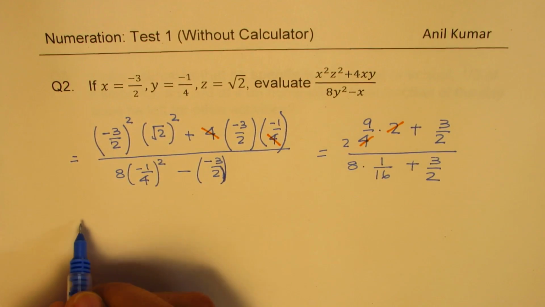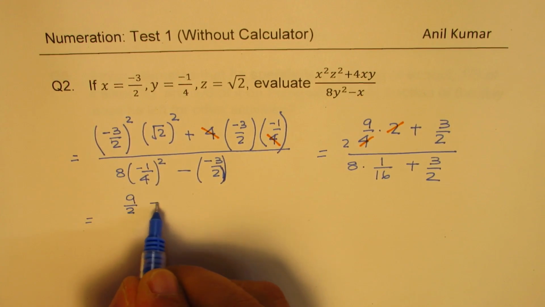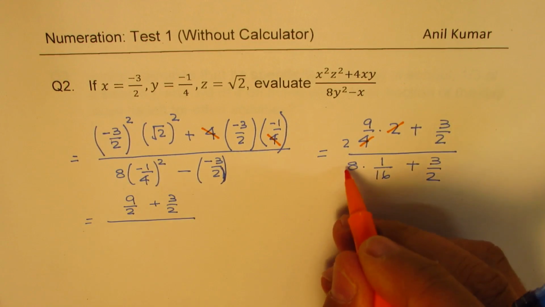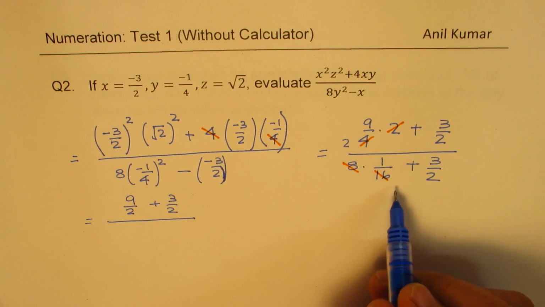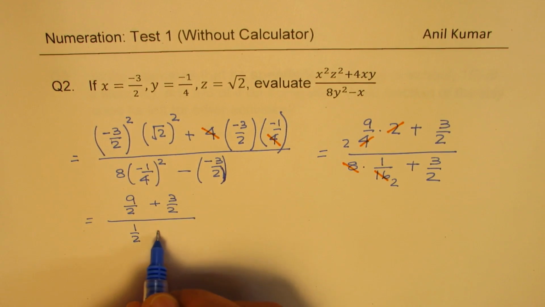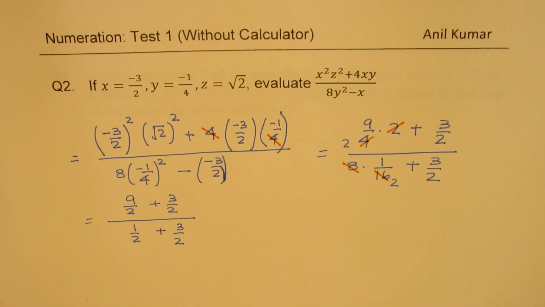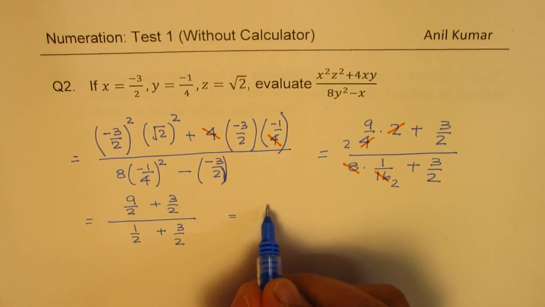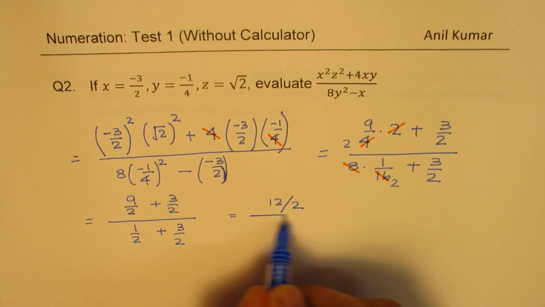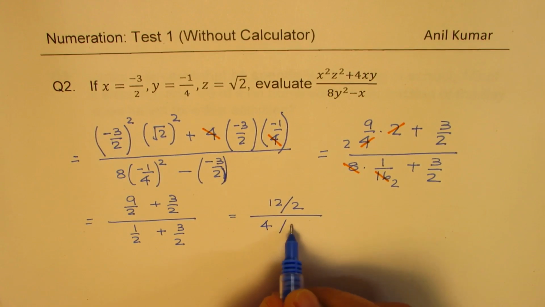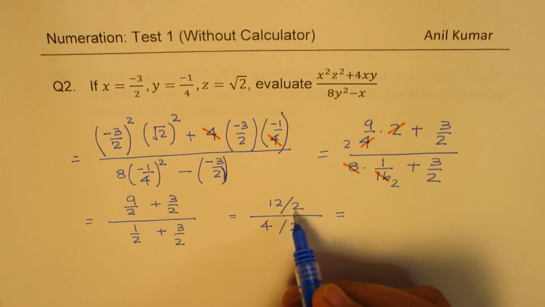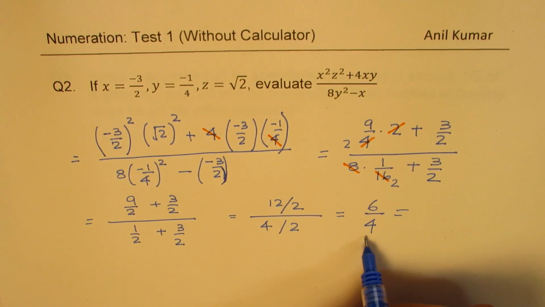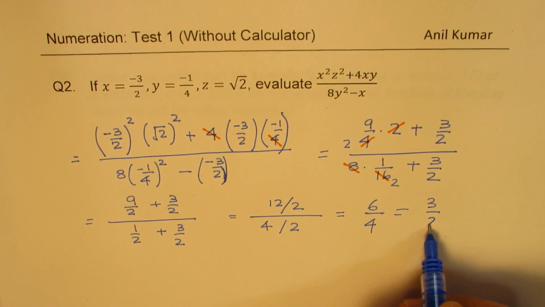Correct? So in the numerator, now we get 9 over 2 plus 3 over 2. In the denominator, we can cancel this. 8 times 2 is 16. So we get half plus 3 over 2. Fortunately, we have the same denominator, so we can add the numerators. So we have 9 plus 3 as 12 over 2 divided by 1 plus 3 is 4, 4 over 2. Or we could just cancel these 2's, or we could write 6 over 4, right? And then we can divide them both by 2 to write 3 over 2 as our answer.